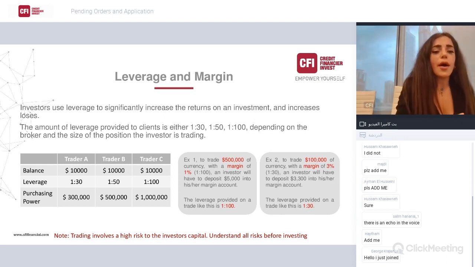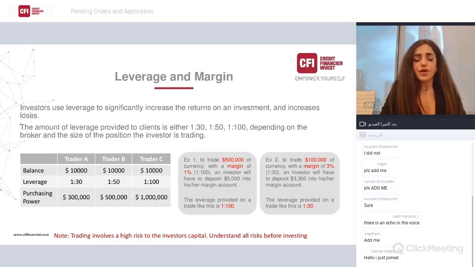Okay. So the leverage of 1 to 30. Let's say right now I decided with my company that I will take a leverage of 1 to 30.